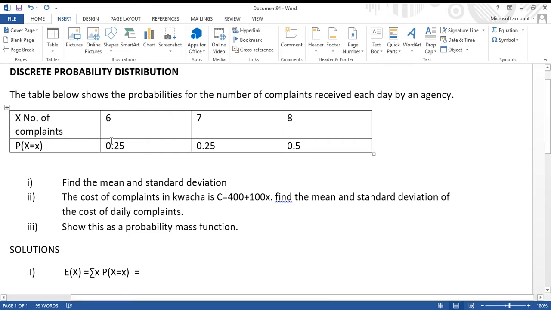So we say 6 times 0.25 plus 7 times 0.25 plus 8 times 0.5.